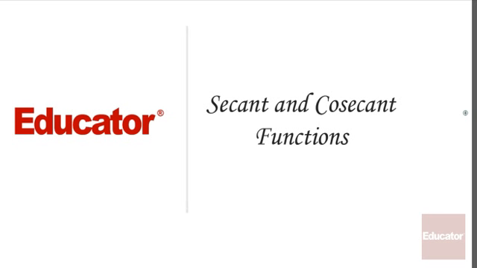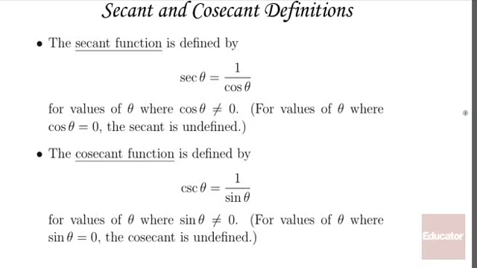Today we're going to learn about the last trigonometric functions. We've already learned about sine and cosine and tangent and cotangent. Today we're going to learn about the secant and cosecant functions. So let's start with their definitions.